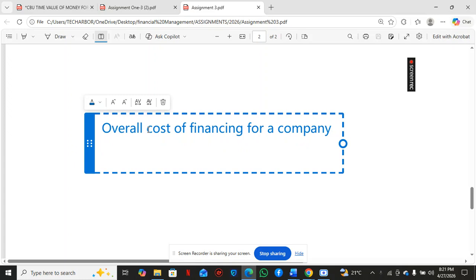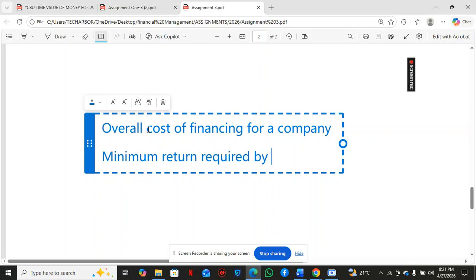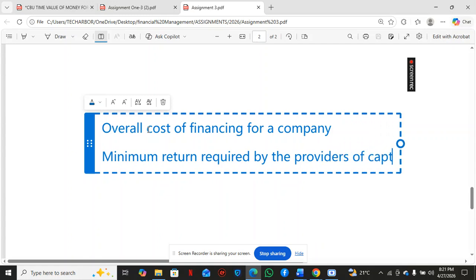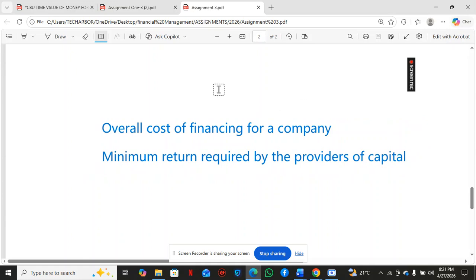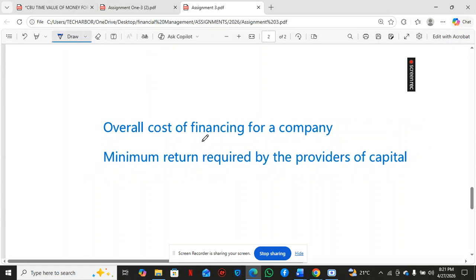The other way to think about it, it's the minimum return required by the providers of capital. Okay. So I'm going to use a simple illustration to give you the overall concept of this.